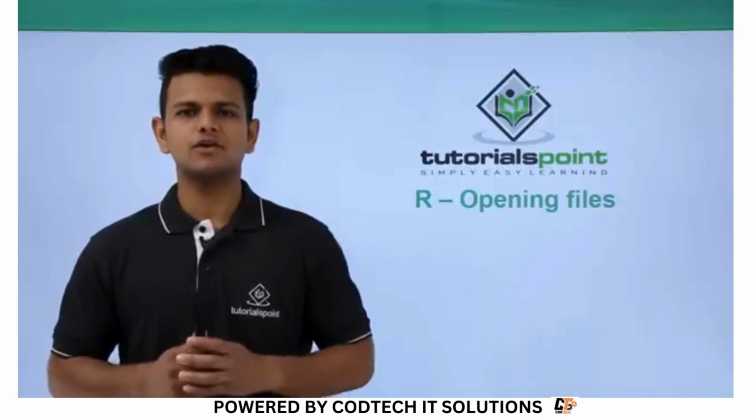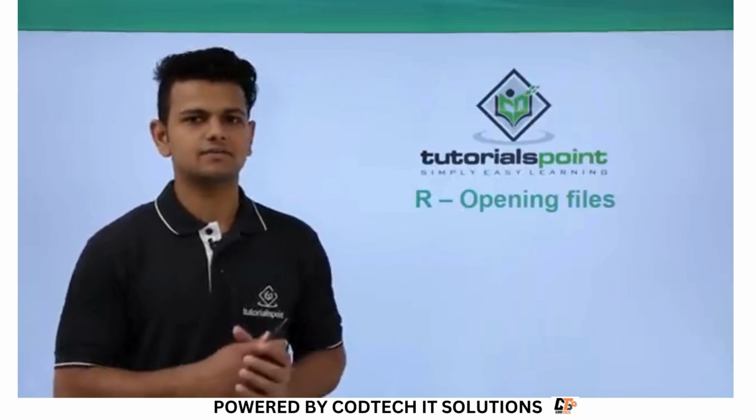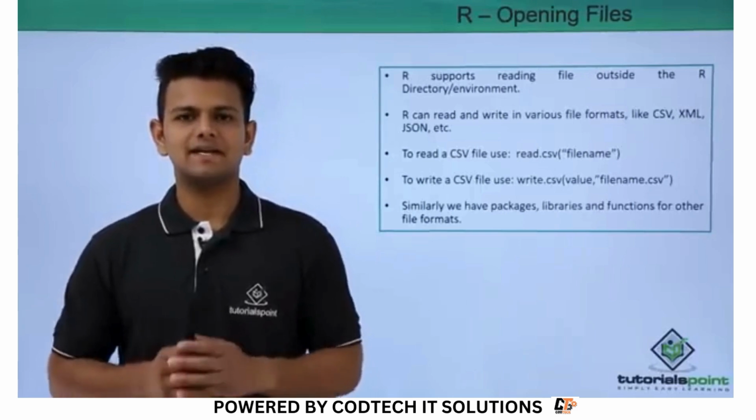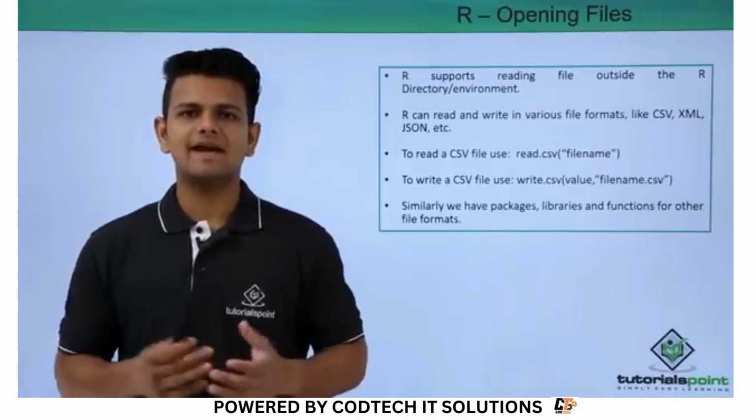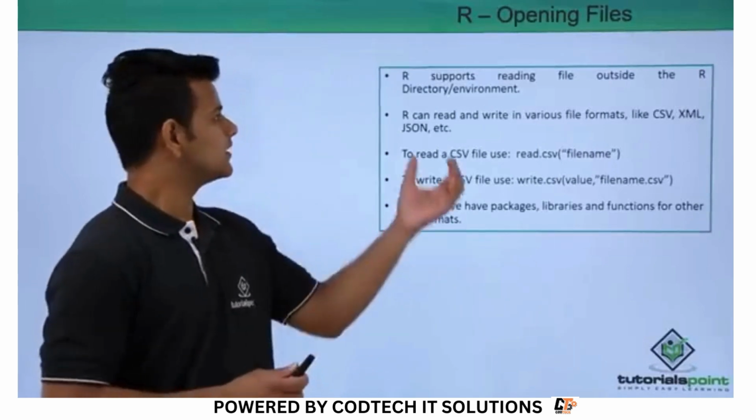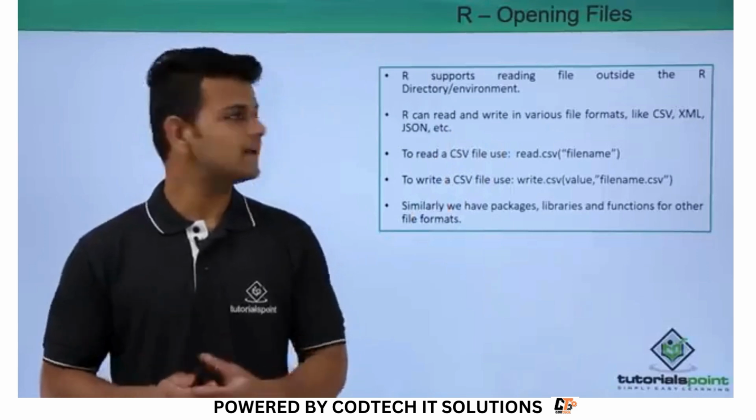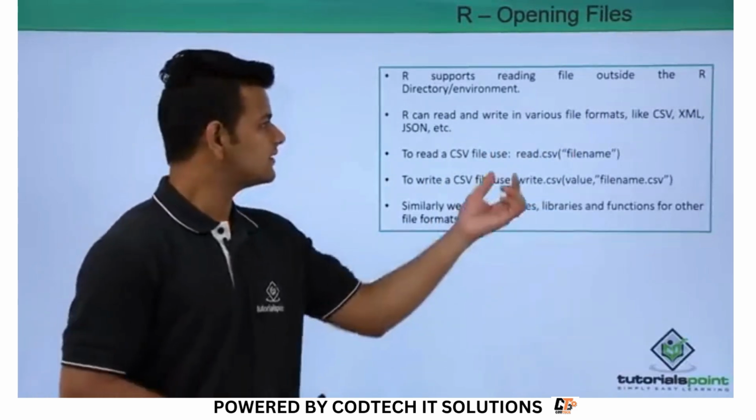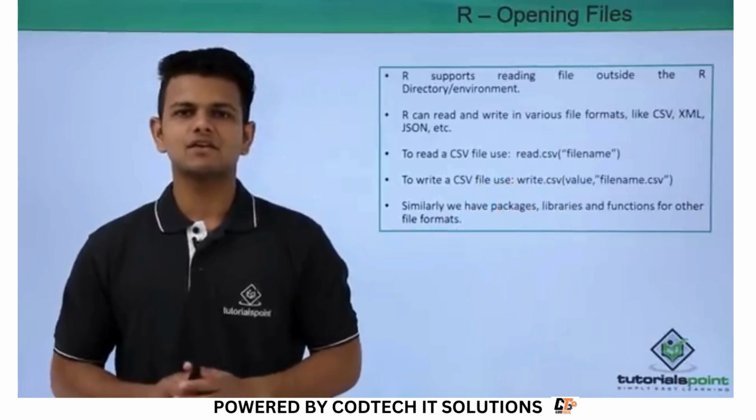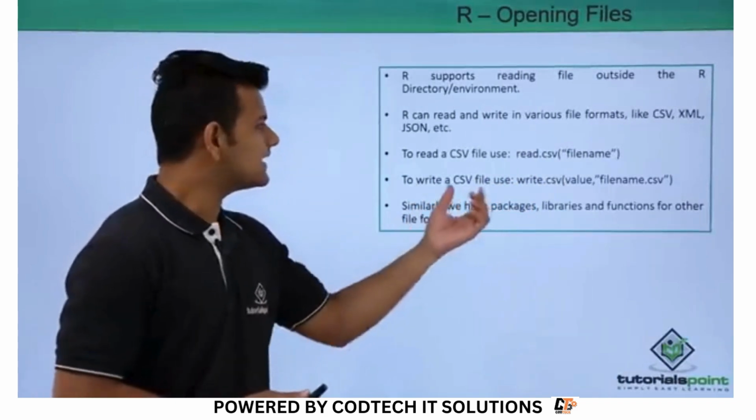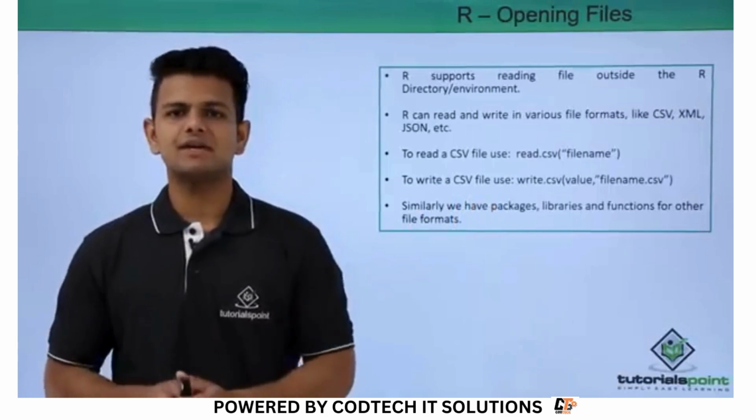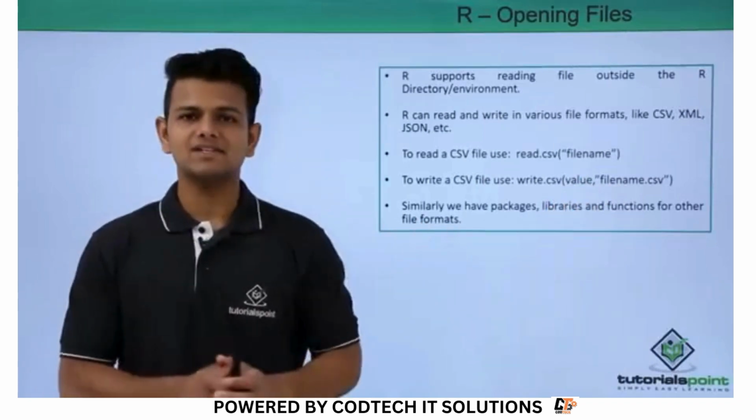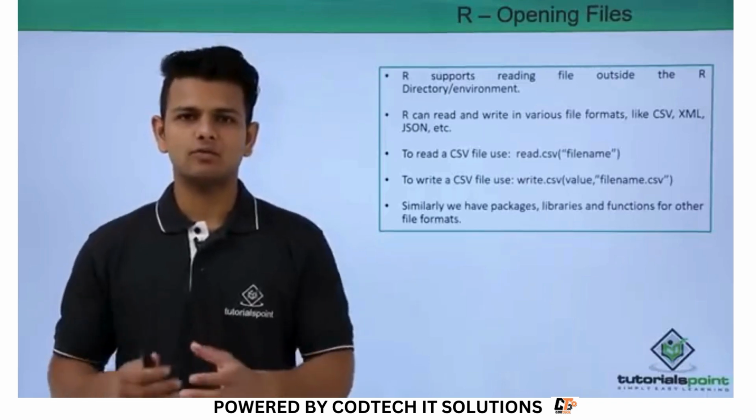Thank you. In this video, we will learn about opening files in R. R has support for handling files outside the R environment. That is, we can open, write, and read files outside the R environment. R can read and write various file formats like CSV, XML, JSON, etc. To read a CSV file, we write read.csv and inside the brackets we write the name of that file. To write a CSV file, we use write.csv and inside the brackets we write the file name and the value. Similarly, we have packages and libraries to read and write other file formats also.